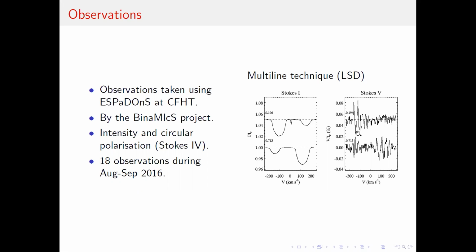And on the right here, we have our circular polarization. We can clearly see magnetic signals here for the primary, and also here for the secondary, which indeed indicates that there are magnetic fields present on the stars.